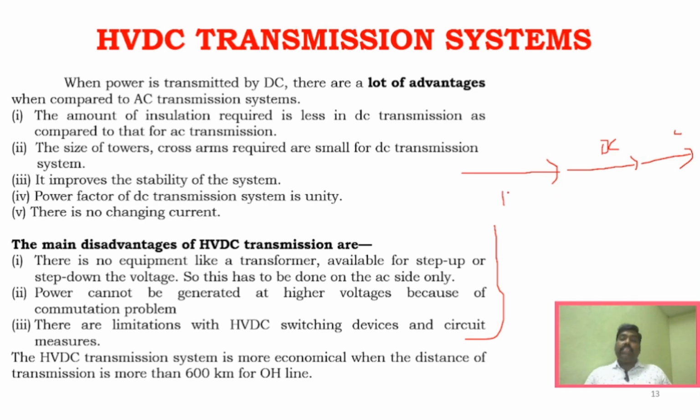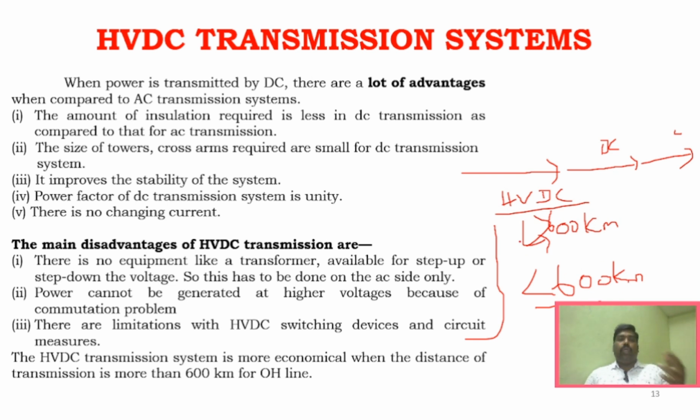When it comes to the HVDC transmission system, the very important point is that whenever the distance is very large, we can go for HVDC. If it is more than 600 kilometers, the implementation cost of HVDC will be less when compared to AC systems. If it is within 600 kilometers, then the implementation of the HVDC system is costlier when compared to AC transmission. So normally the HVDC system is preferred for transmission over longer distances, over 600 kilometers.